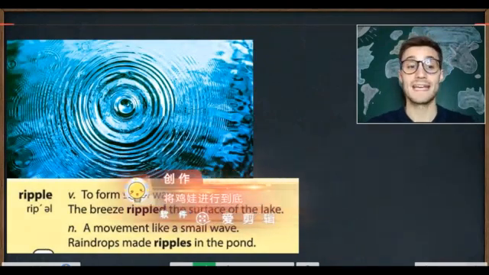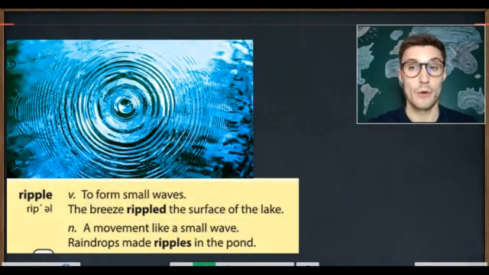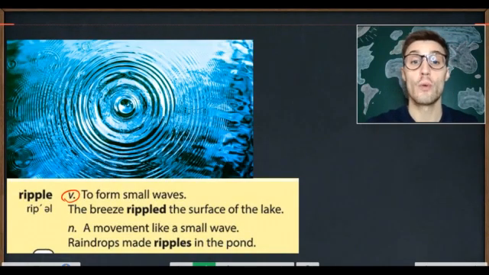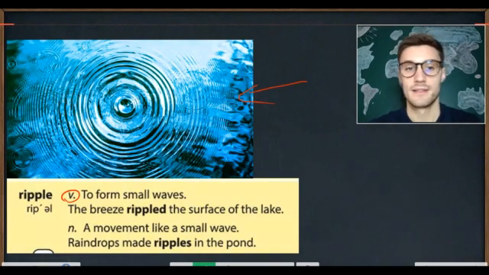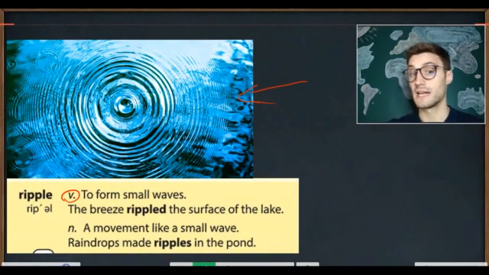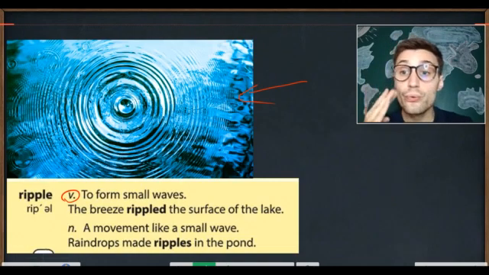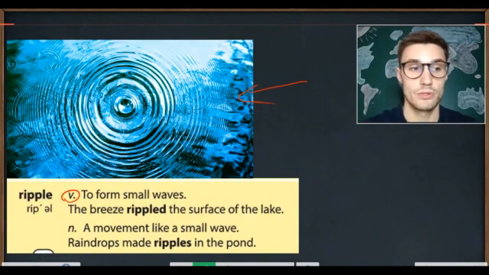The next word is ripple. Ripple. To ripple is to form small waves. See? There is a ripple in the water. The breeze rippled the surface of the lake. So a breeze, which is a light wind, can ripple the water.